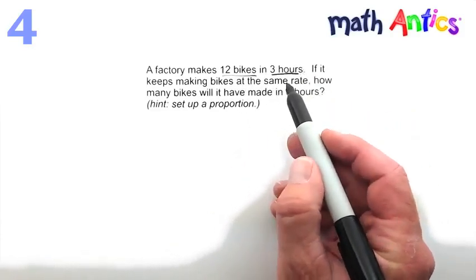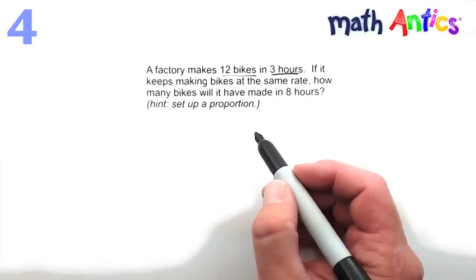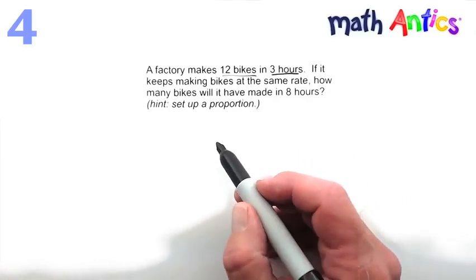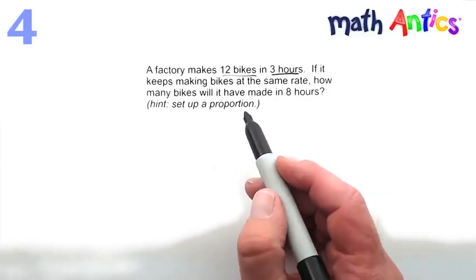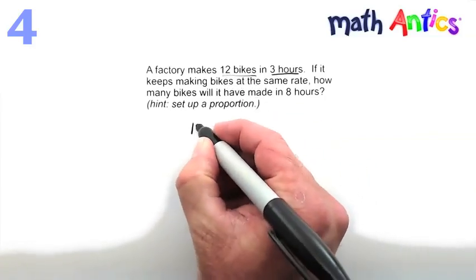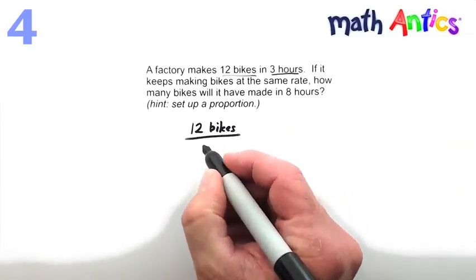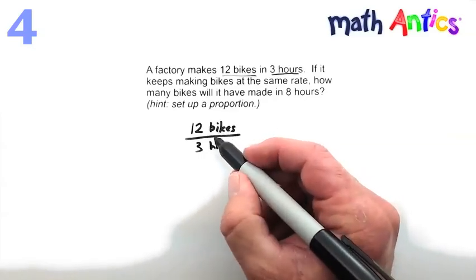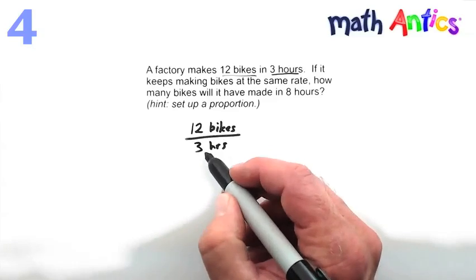So we're going to use that information to set up our proportion, and a proportion is two ratios that are equal. And the key in setting that up is to make sure that the units of each of the ratios are exactly the same from one side to the other. So the ratio on the first side, let's set it up as 12 bikes on top, and let's have the 3 hours be on the bottom. We could have switched it. We could have hours on the top and bikes on the bottom. It doesn't matter, but this will be our first ratio.